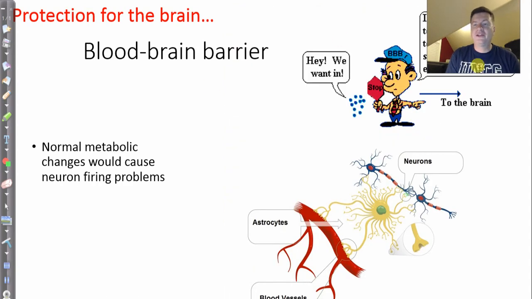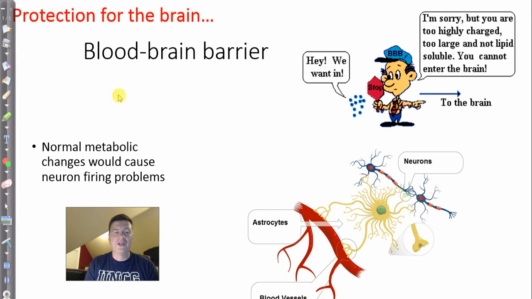And finally, let me end with the blood-brain barrier here. The blood-brain barrier is a defensive mechanism to keep most things out of the brain. As you see here, normal metabolic changes would cause neuron firing problems. Let's say you ate the wrong thing, or you had something very acidic, or you got a little dehydrated. Any normal changes in the bloodstream, or a bag of salty chips, those kinds of things would probably interfere with nerve function in the brain, and therefore we can't have that kind of slight change actually be influencing the brain.